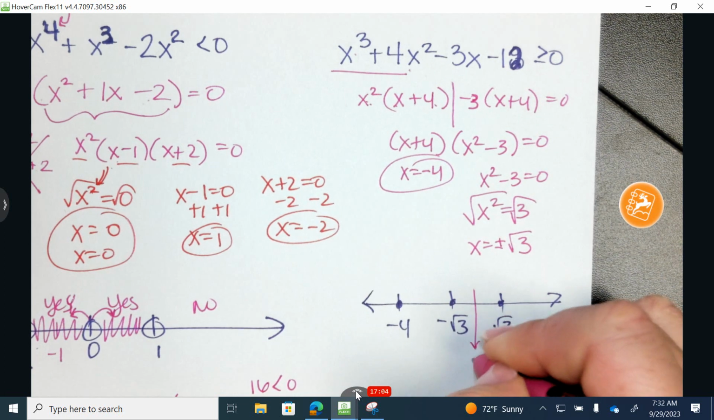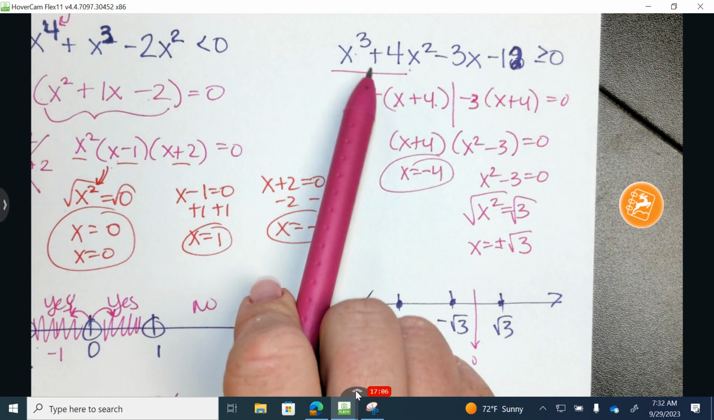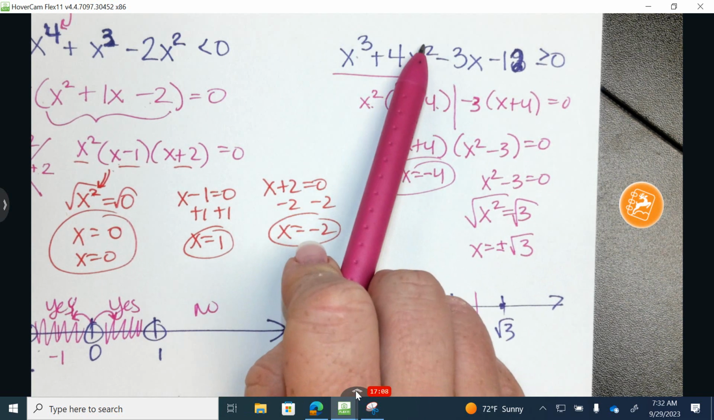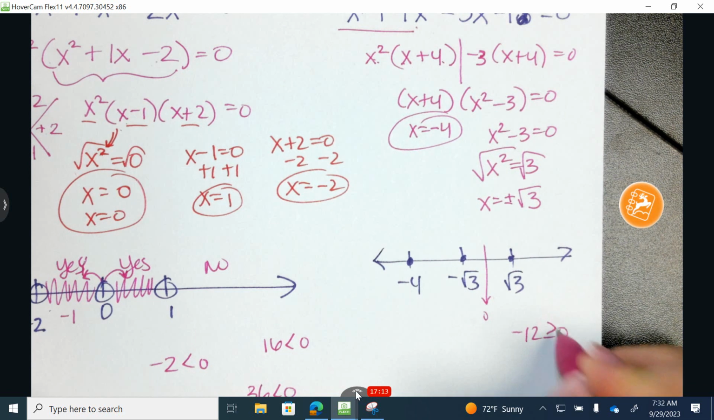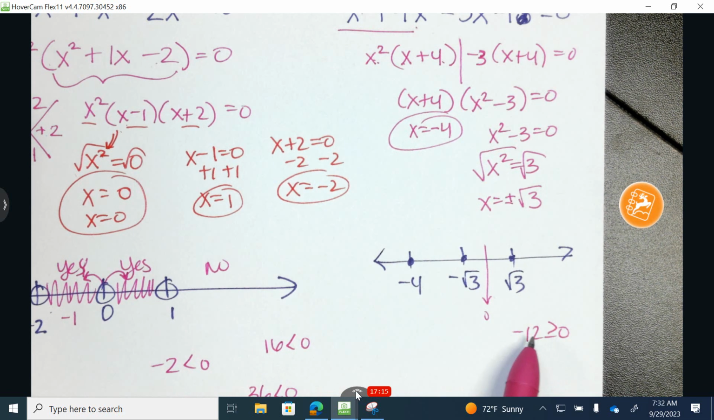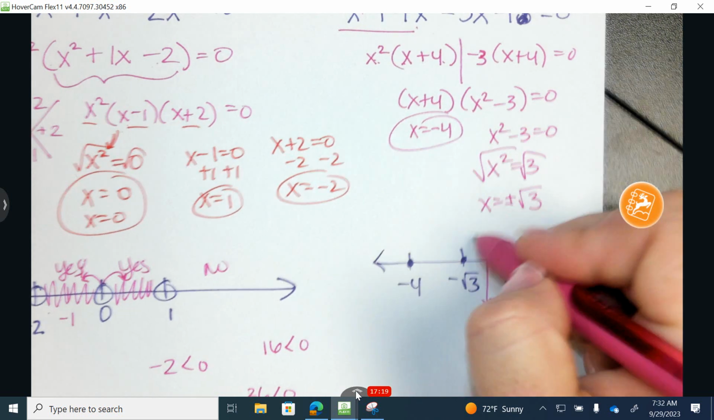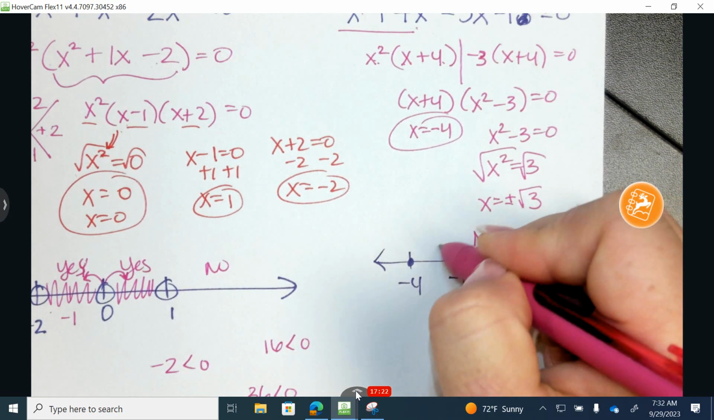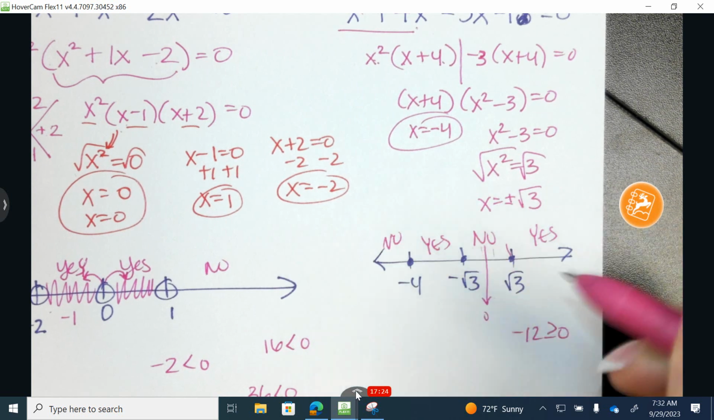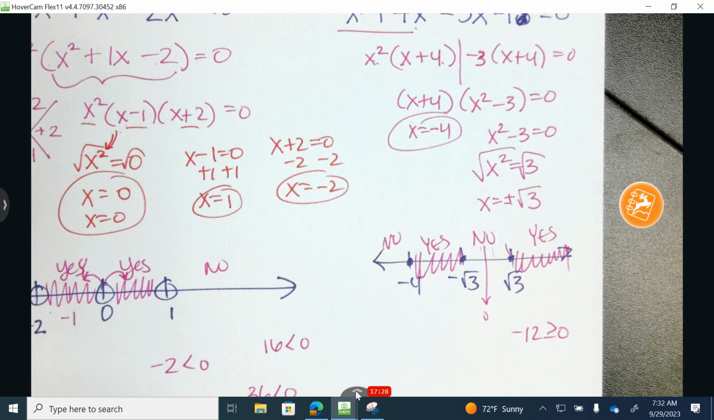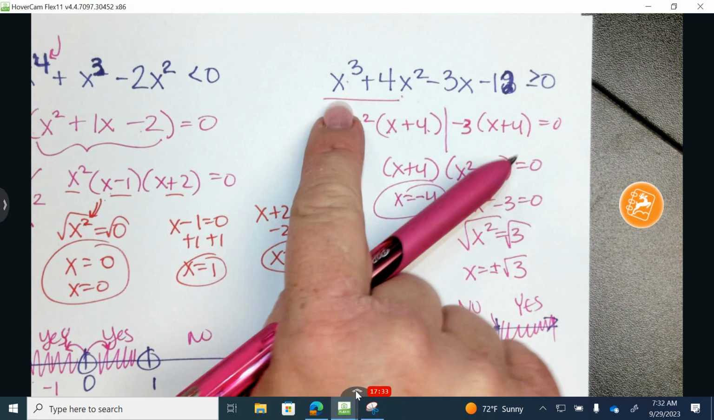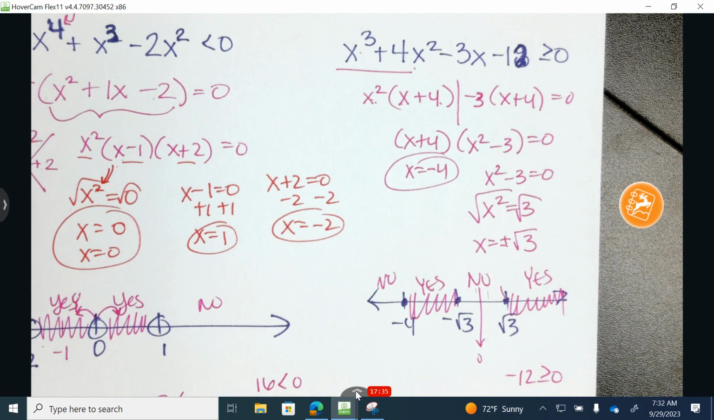Choose any number. I always like to choose 0, and I can do it really quick here. So when I plug this in, we have 0, 0, 0, and then I end up with a statement like negative 12 is greater than or equal to 0. I know that negative 12 is not greater than 0. I tested this region. It didn't work, so this is a no, a yes, and a no. Shade in the yeses. That means I could choose any point in that shaded region, and if I plug those points back in, it would make a true statement. That is the solution set.